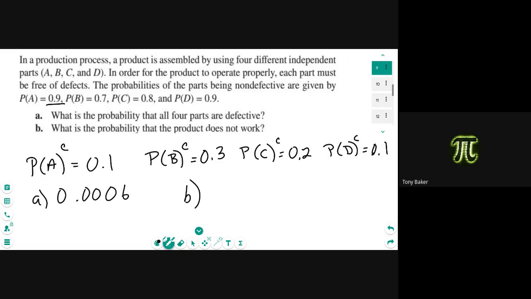So if we multiply all 4 of those together, the 0.9 times 0.7, 0.8 times 0.9, I'm going to do 1 minus 0.4536. So there is almost a 55% chance that the product is not going to work. That's really not good. Probably not a good idea.